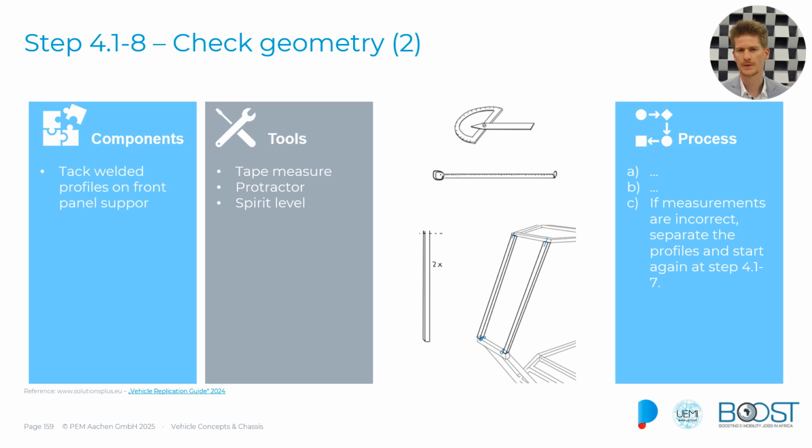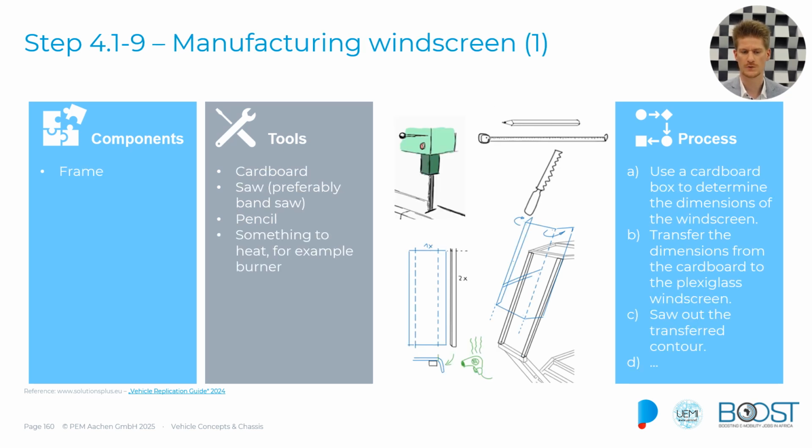If we now have the frame for the windscreen available, we probably have to manufacture the windscreen as well. So we have our profiles from the panel support, and we do now have our material available that we want to make the windscreen out of. And similar to something we did with the base frame, we would now recommend creating a template.